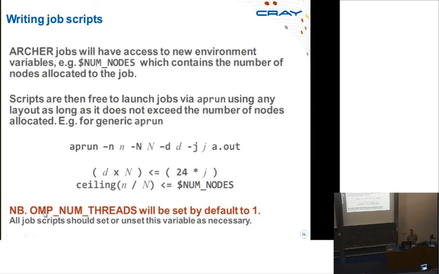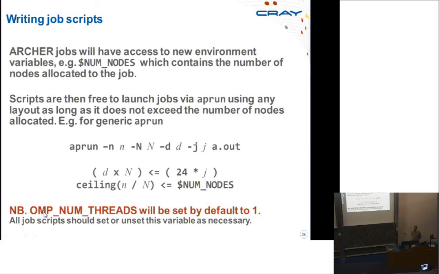If you're in J1 mode, single stream mode, you've effectively got 24 CPUs. In J2 mode, you've got 48 CPUs. You also can't ask for more nodes than you have allocated to you. So the ceiling, rounding up, of the total width of the application, lowercase n, divided by the number of processes per node, capital N, must be less than or equal to num_nodes.